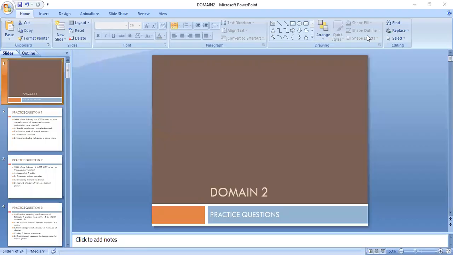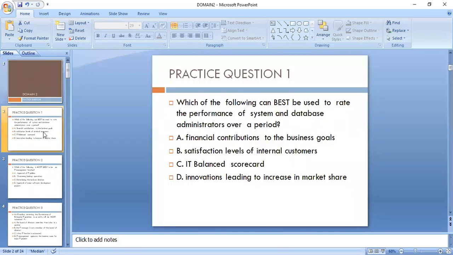We want to look at practice questions from domain 2. So we start with question 1. Which of the following can best be used to rate the performance of system and database administrators over a period?